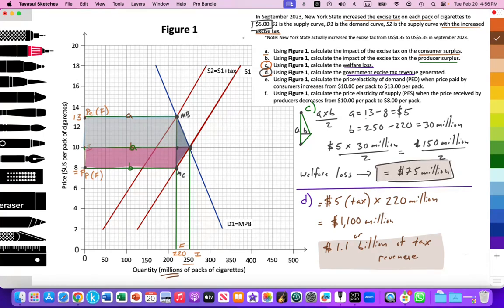So those are just some applications of calculations using this model. In the last video, which will be linked as well, we're going to go over questions E and F. Using this model, let's calculate the PED when price increased from 10 to 13, and calculate the PES when price received by the producer decreased from 10 to 8.